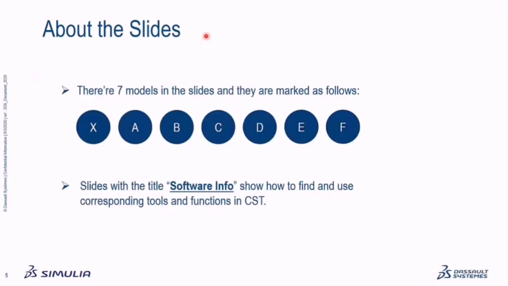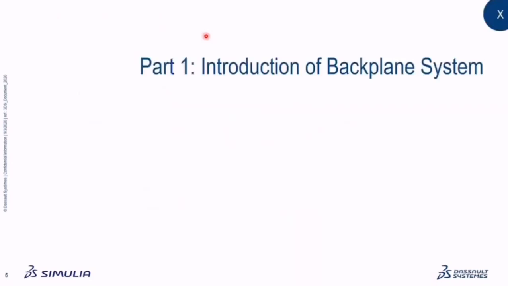Okay, and yeah, there's some introduction, I mean, some notes for the following slides. All the slides will be marked with A, B, C, D, E, F, and they correspond to different models. If you're interested in a model, we can send it to you, and you will know which result corresponds to which model. Also, some slides are marked with software info that shows you where to find the CST buttons and functions. Okay, let's have a look at part one.